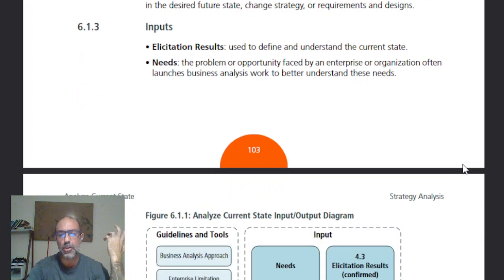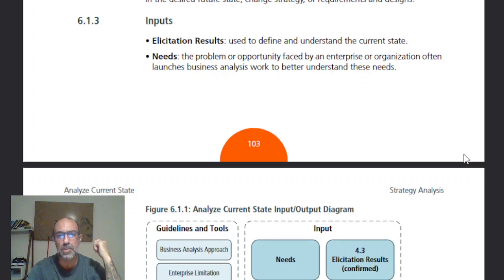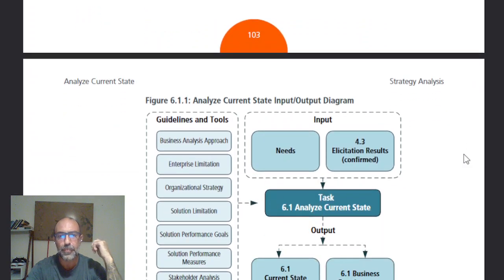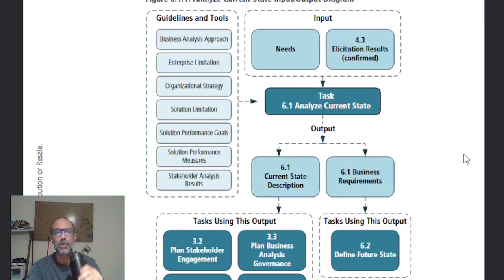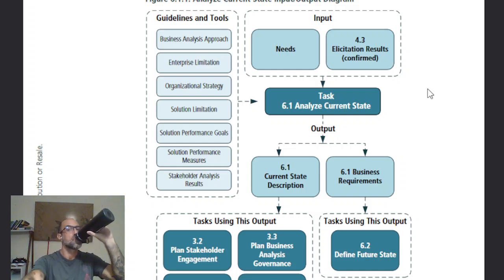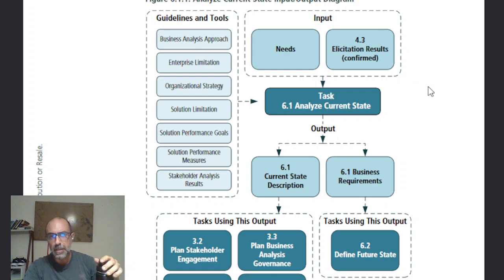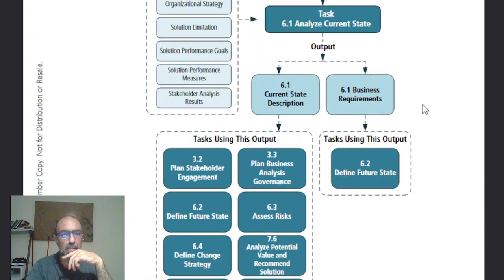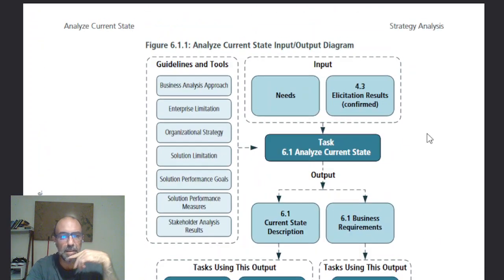And what are the inputs? Elicitation results we use to understand the current state. Elicitation results are basically us talking to stakeholders. Needs: the problem or opportunity faced by an enterprise or organization often launches business analysis work to better understand these needs. And then we have the diagram that we love so much. What are the inputs? Needs, and elicitation results confirmed. It just hit me that elicitation results unconfirmed were also placed as inputs, but they're not used here. So maybe they're used in define future state or something like this.